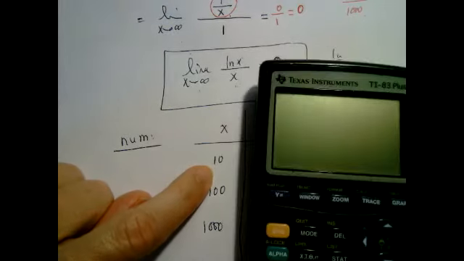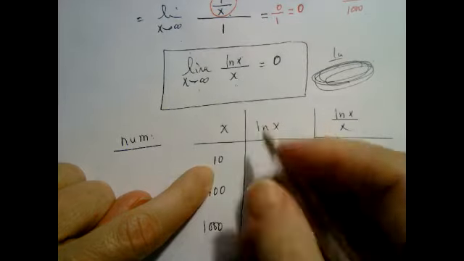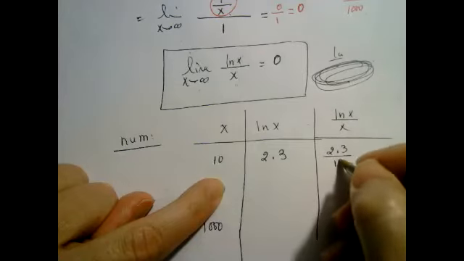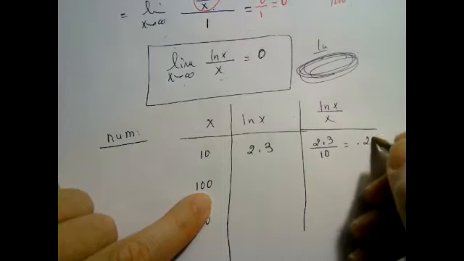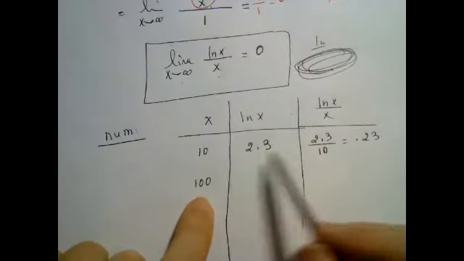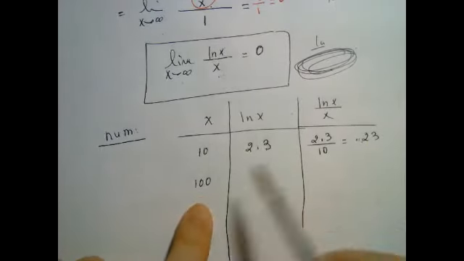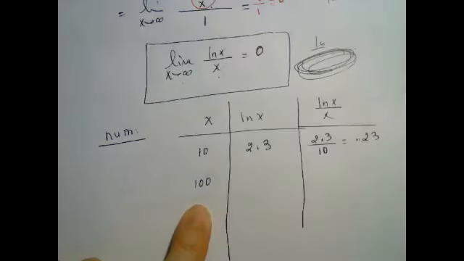I want to watch the ln. So what is ln of 10? 2.3. So that's 2.3 over 10, which is of course 0.23. I don't really care much about that as much as I care about you comparing those. When x equals 100, what's ln of 100? 4.6.